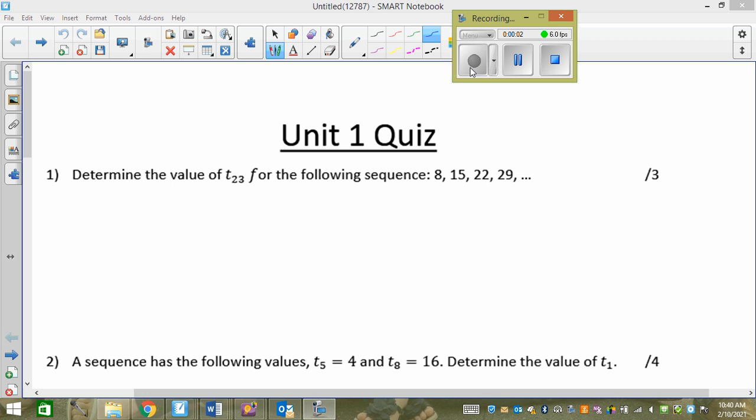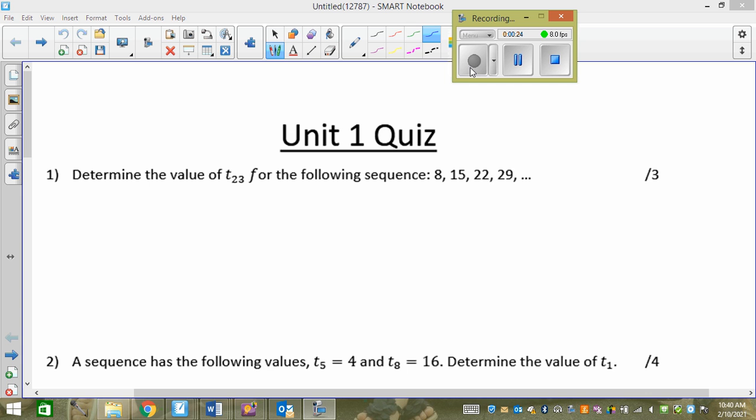So this one says, determine the value of T23 for the following sequence. And remember I told you that all of these are arithmetic, but I wouldn't actually have to tell you that. You could figure it out yourself, right? You could do term 2 minus term 1 equals term 3 minus term 2 equals term 4 minus term 3. And if you subtract them and they all equal, they have a common difference, which means they're arithmetic.